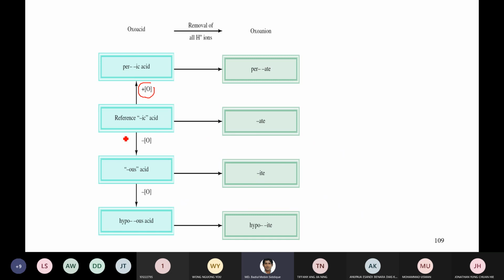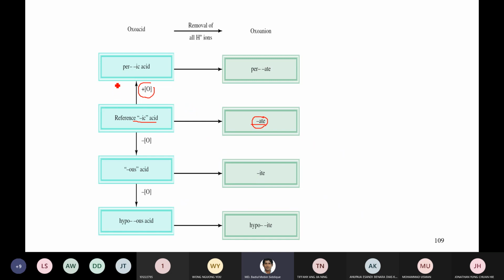So here we start from the "ic" acid. The basic name will always be the same. But when there is an addition or subtraction of an oxygen atom from that molecule, the name changes a bit. Like here, there is "ic," which comes from "ate," right?